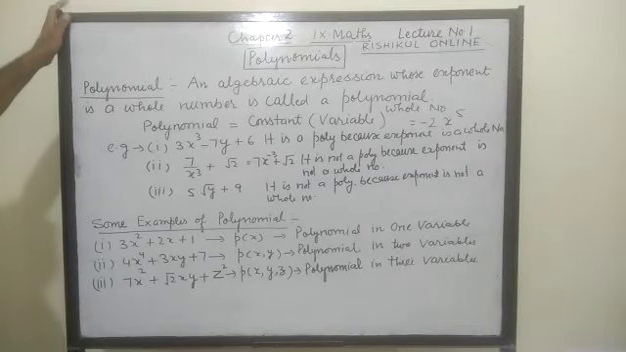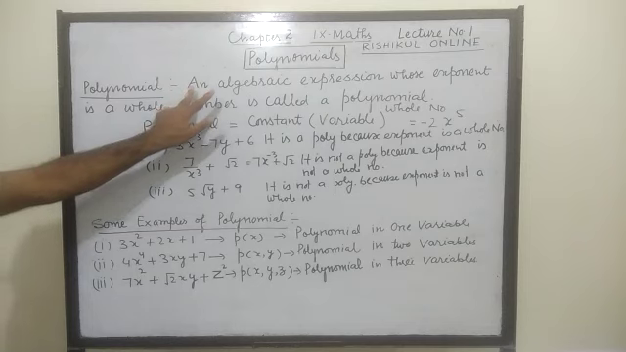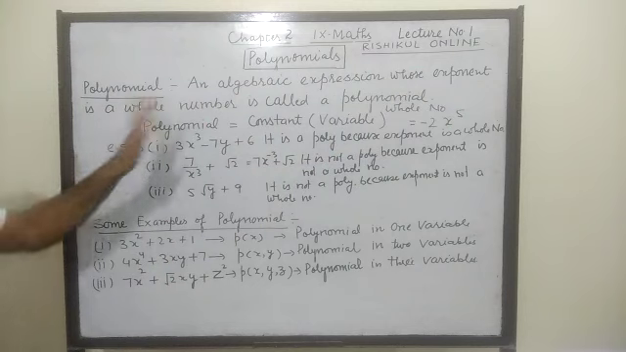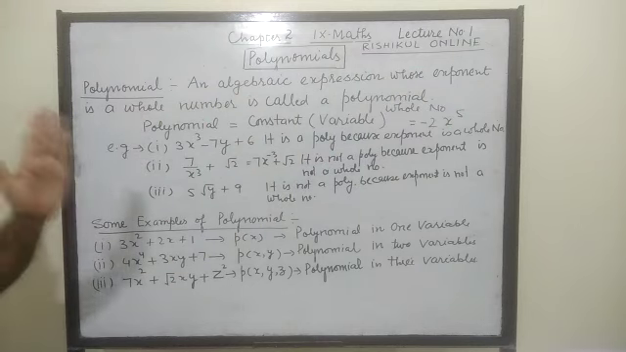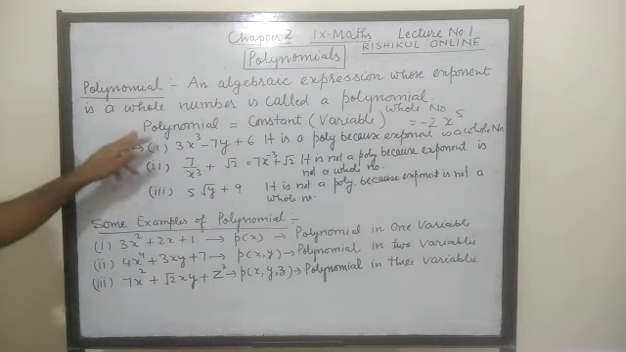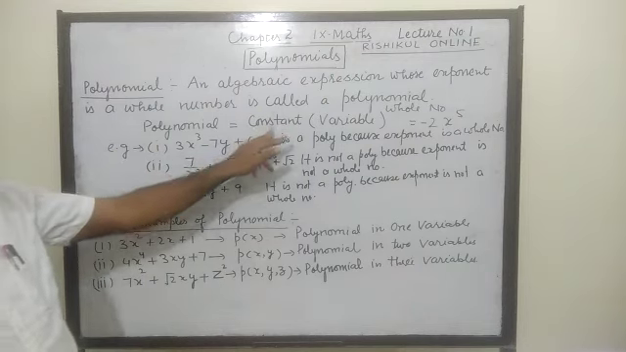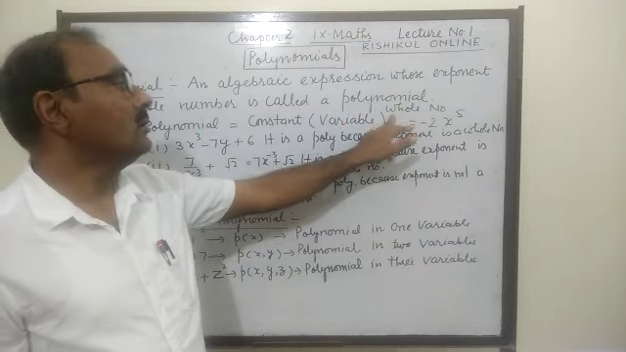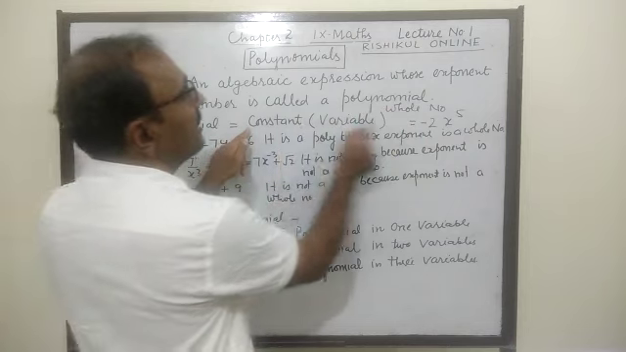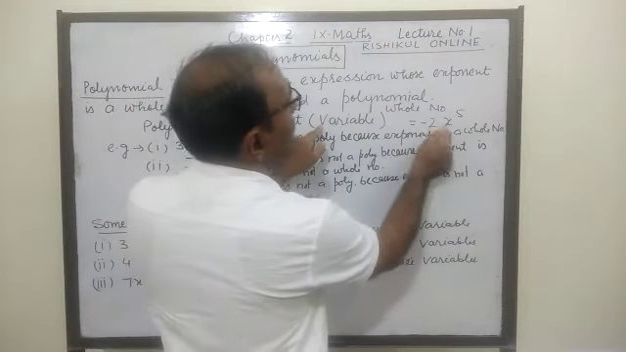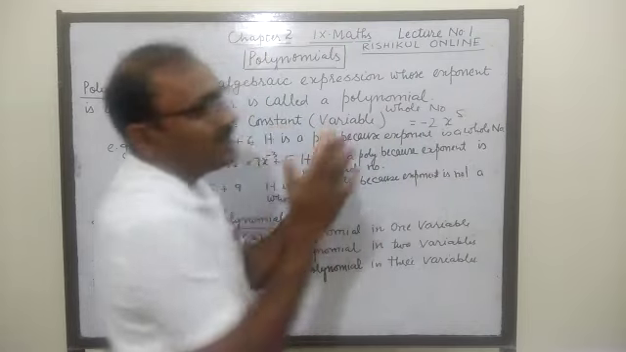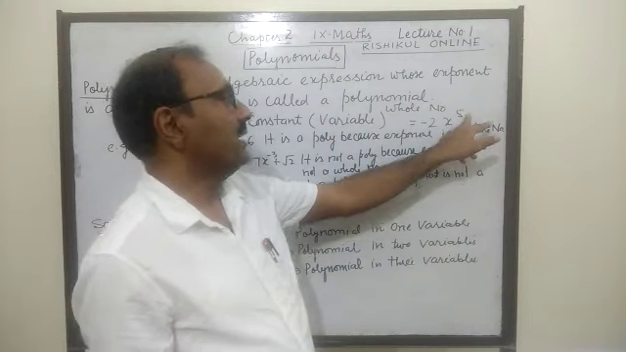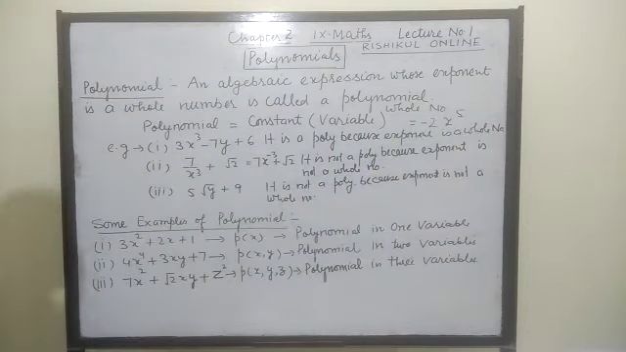Now students, what is polynomial? An algebraic expression whose exponent is a whole number is called a polynomial. For example, polynomial equals constant into variable raised to the power whole number. For example, constant we take -2, variable x, and whole number you can say 0, 1, 2, 3, 4, 5 up to so on, x to the power 5. So it is a polynomial.